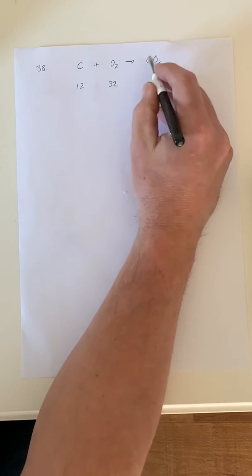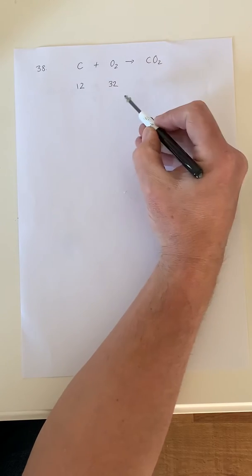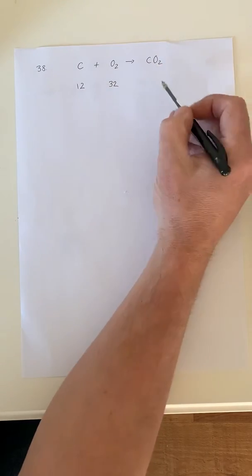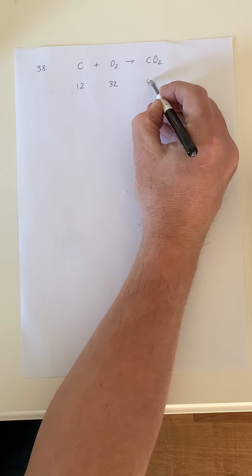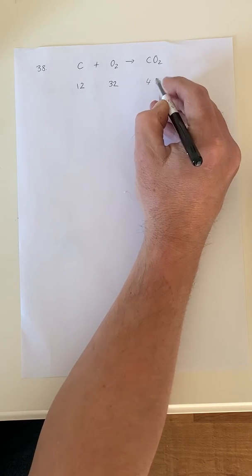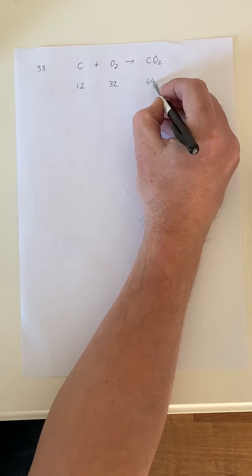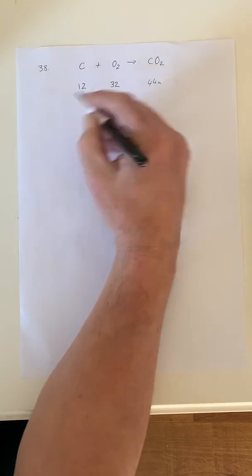If we then had to look at the mass of carbon dioxide that would form, you'd go 12 plus the 32, which would be 44 units. Okay, so that's what we'd end up with.